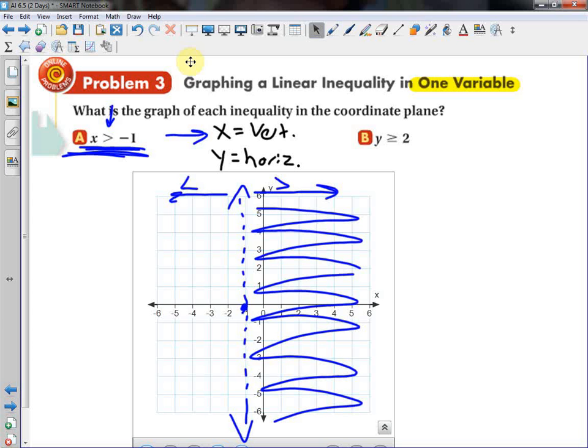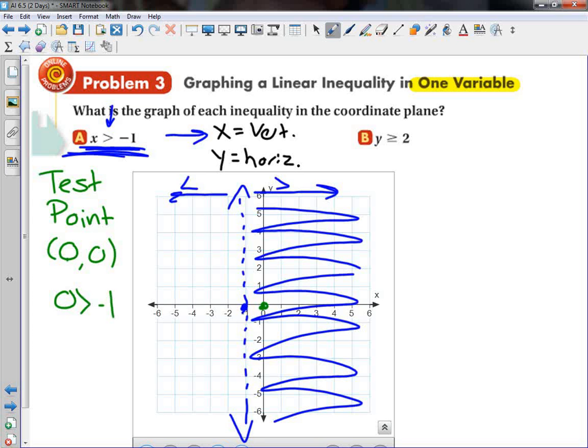Now, if you don't like that, if you like the test point method, well, we could test, again, 0, 0 is not on the line, so I could choose that one. I could test 0, 0, which I'm going to plug in 0 for x. And since there's no y, that other 0 doesn't really matter. So I get 0 is bigger than -1. Is 0 bigger than -1? Then we'd say that is true. So we would shade the right side, the true side. And that's how we do linear inequalities in one variable when the variable is an x.